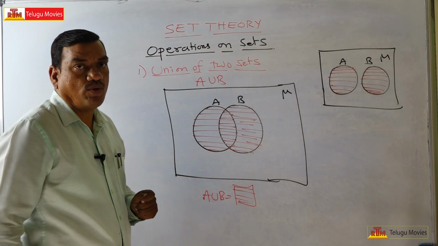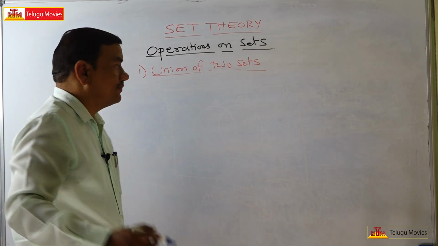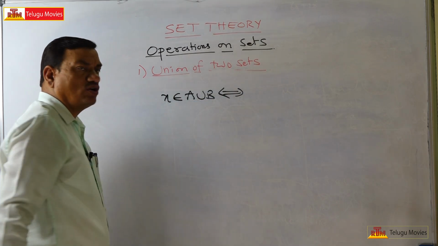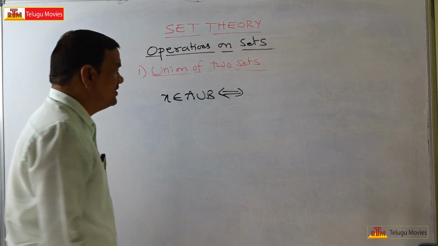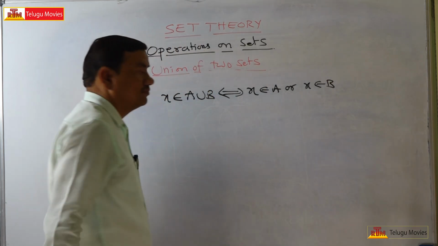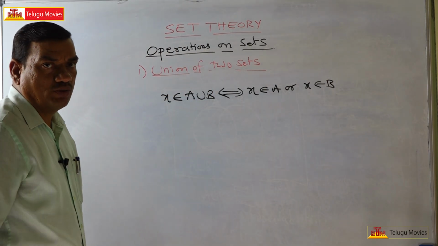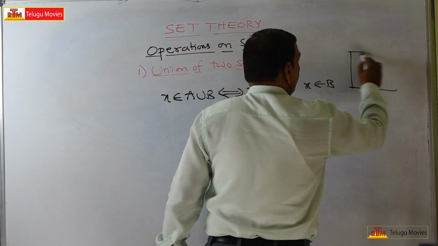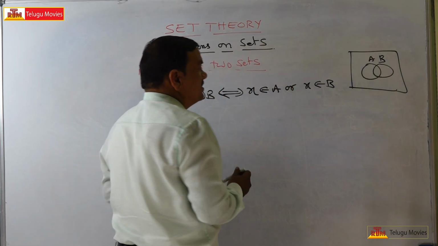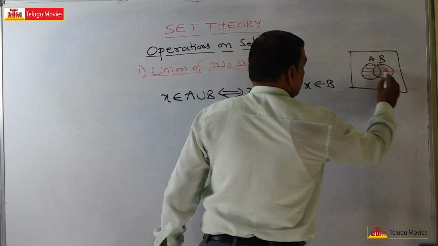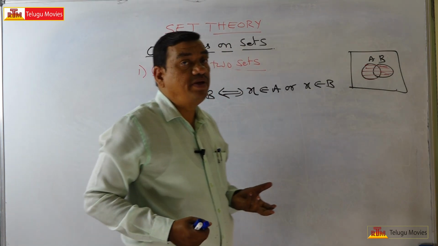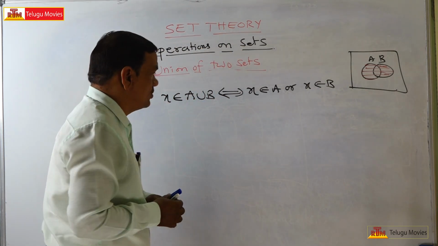Let us see that important property. X belongs to A union B means what? If an element belongs to A union B, then either it should belong to A or it should belong to B. This is A union B. If you take an element, either it should be in A or in B. Of course, it may be in A intersection B also.